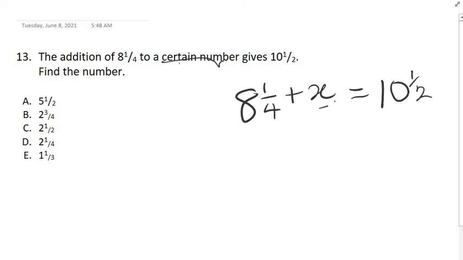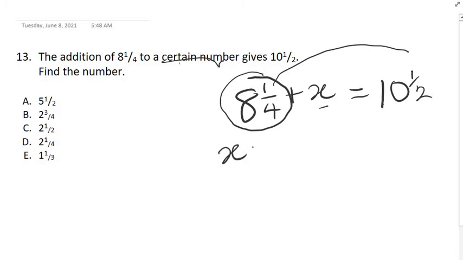To get the number which is X, I have to collect like terms. To do that, I have to move 8 whole number 1 over 4 across to the right hand side to meet this number. So I'll call it his brother. But as 8 whole number 1 over 4 crosses the equal to sign, see there's no sign here, so it's a positive number. It changes to negative. Now, if I collect like terms, X will stand on its own. I have 10 1 over 2. Now, minus 8 whole number 1 over 4.